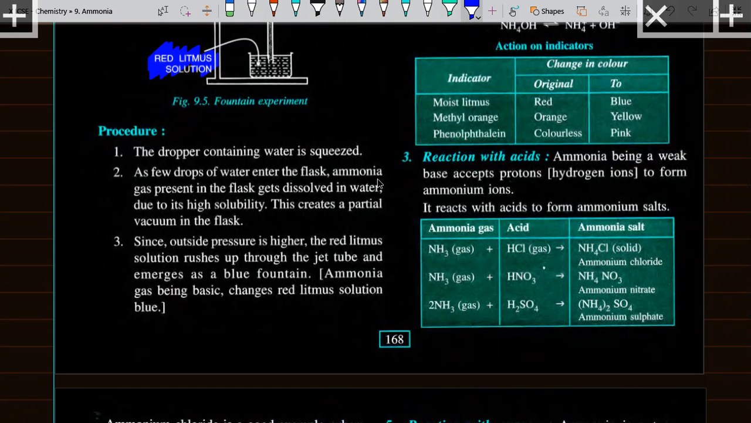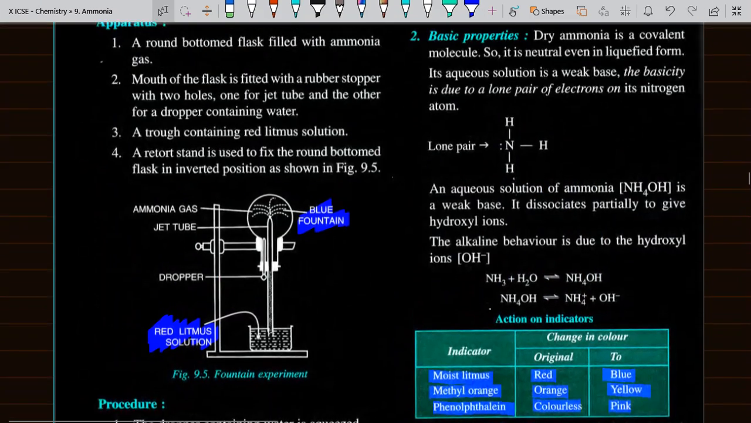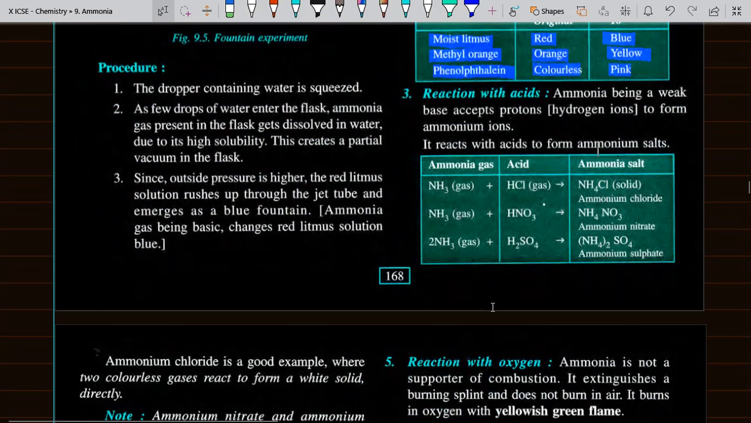ठीक है, so action on indicators दिया है. Moist litmus paper turns from red to blue with ammonia. Methyl orange turns from orange to yellow, and phenolphthalein turns from colorless to pink when it comes in contact with ammonia. Reaction with acids. Ammonia being a weak base accepts protons or hydrogen ions to form ammonium ions.